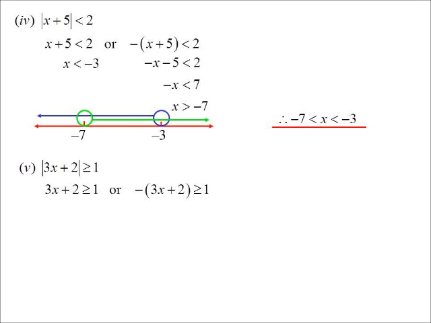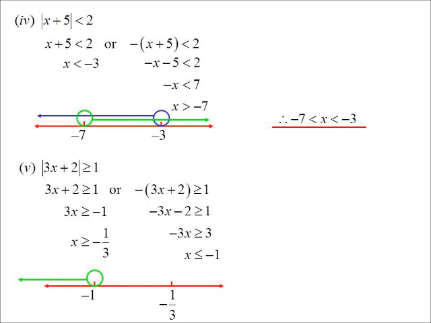So either the left-hand side is positive, so 3x plus 2, or the left-hand side is negative, minus (3x plus 2). Solving the first one, x is greater than or equal to -1/3. Solve the second possibility, x is less than or equal to -1. Let's plot those, see what I get.